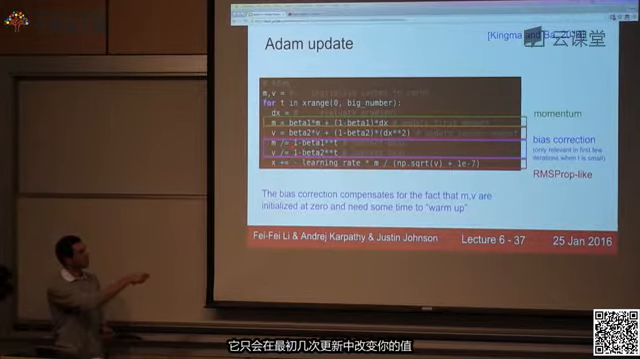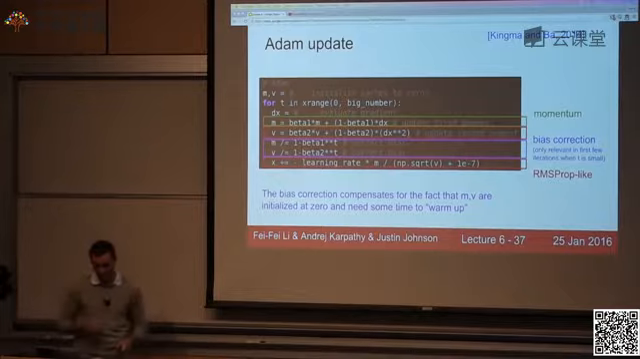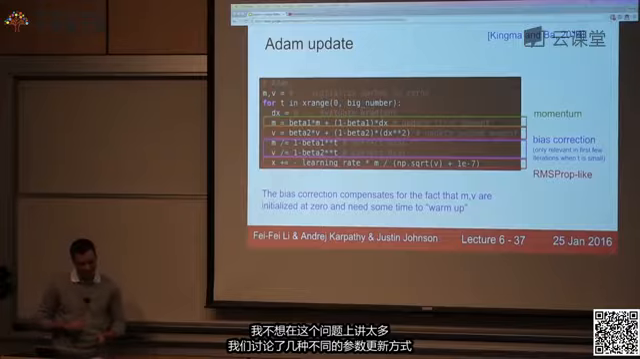This is only changing your update at the very first few time steps as Adam is warming up. And so it's done in the proper way in terms of the statistics of m and v. Okay? I don't want to go too much into that.